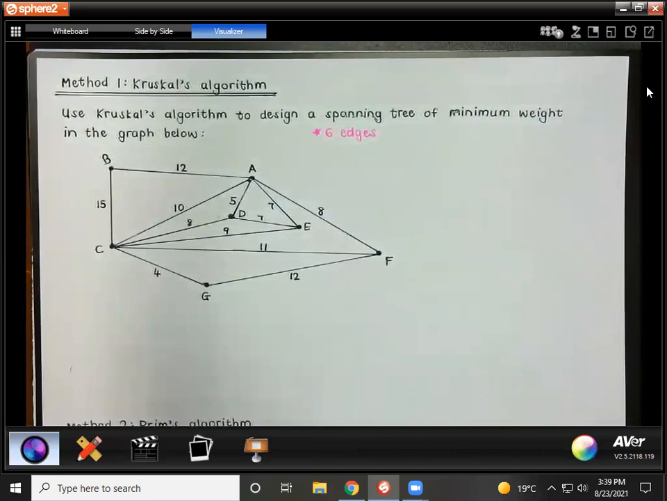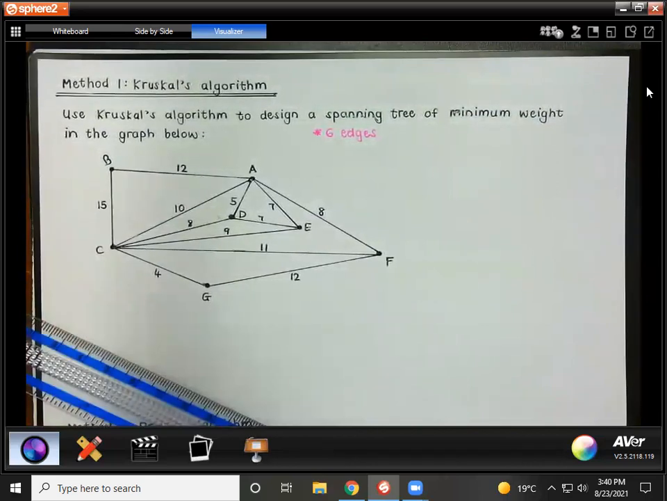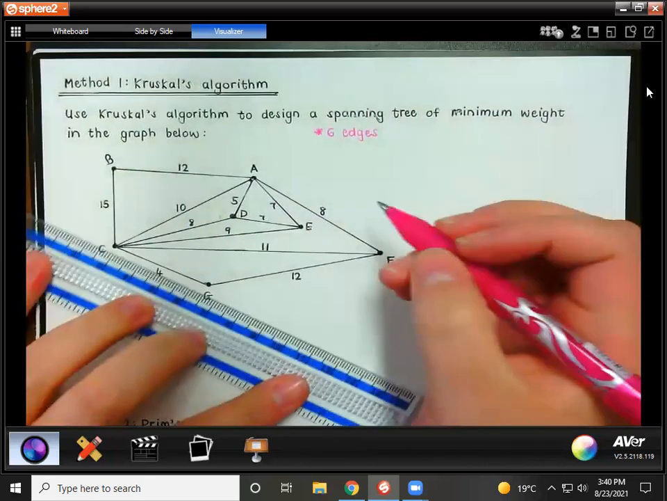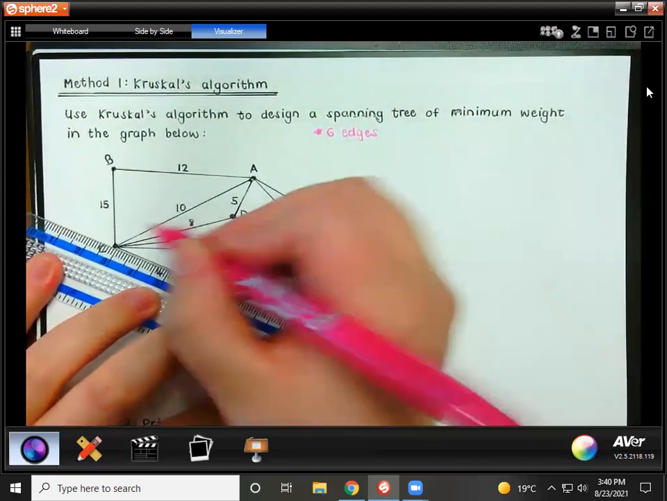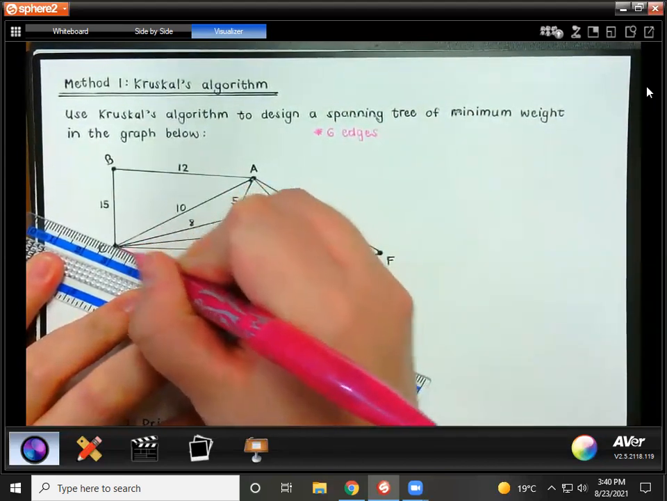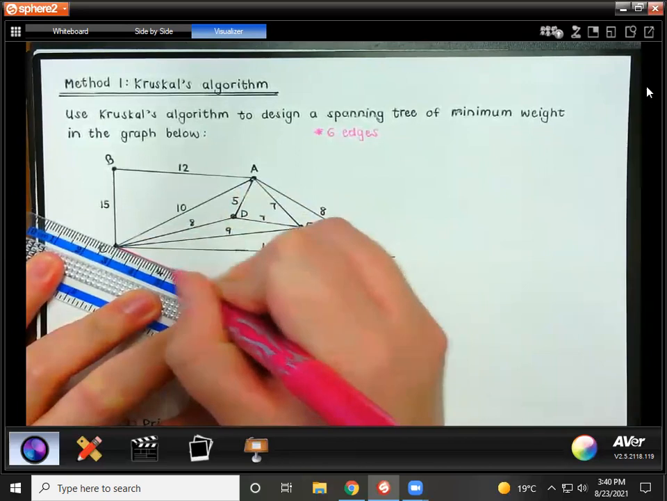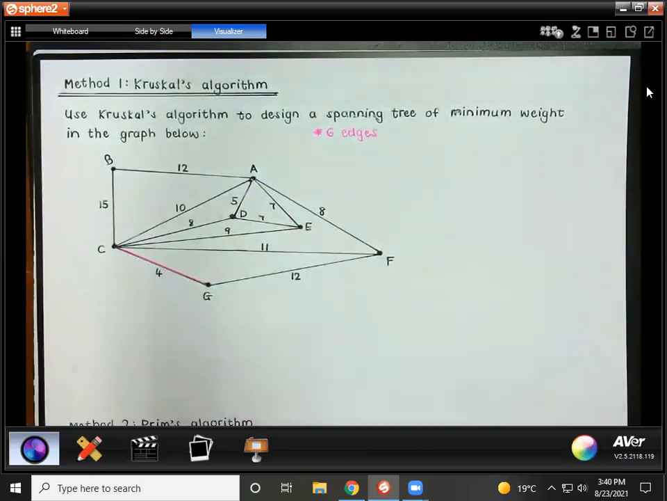All right, now guys, which edge in the whole graph has the lowest, the smallest weight, the least weight? CG. So that's the first one that we're going to choose. Now, it is quite useful to either go over it in the same pen and make it thicker, or maybe use a highlighter or a colored pen and just color it in, so that you can follow what you're doing.